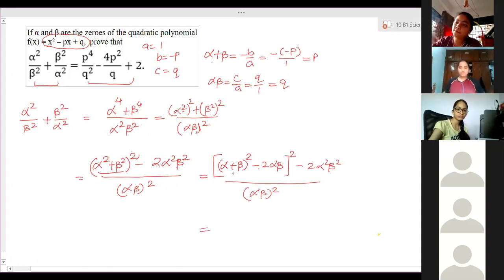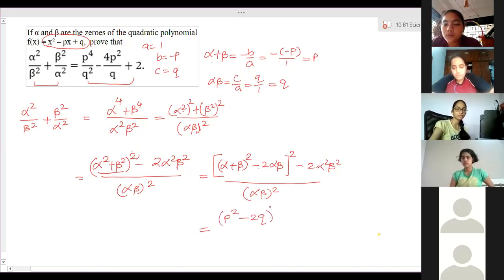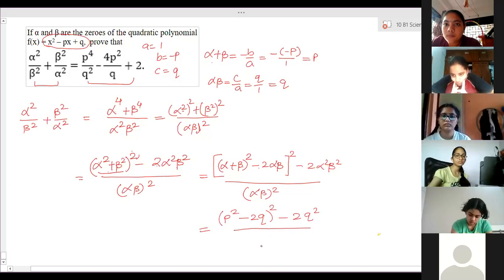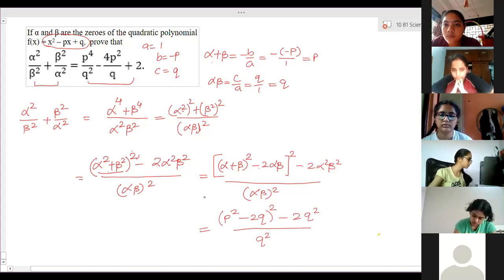So alpha plus beta is p, so its square is p square. So p square minus 2q, whole square, minus 2 alpha square beta square, is q square. Clear? Alpha plus beta is p, right? And the square of it is p square. So that is why I have written p square.